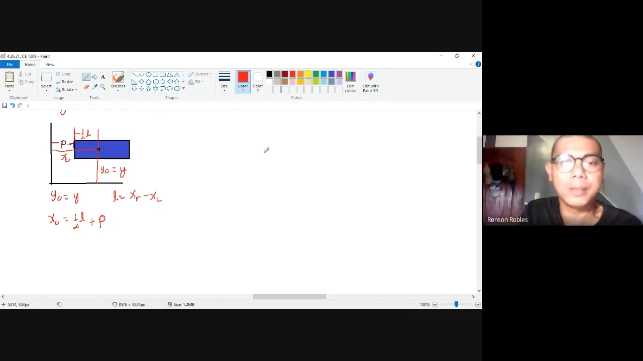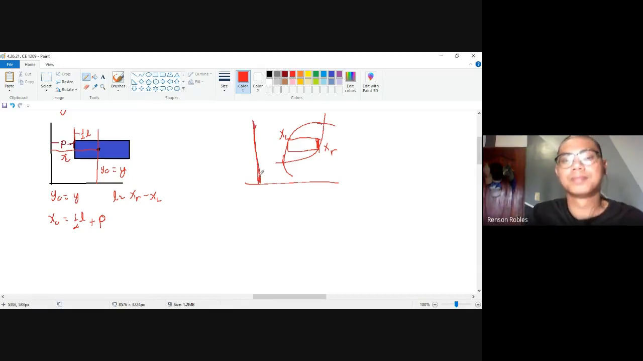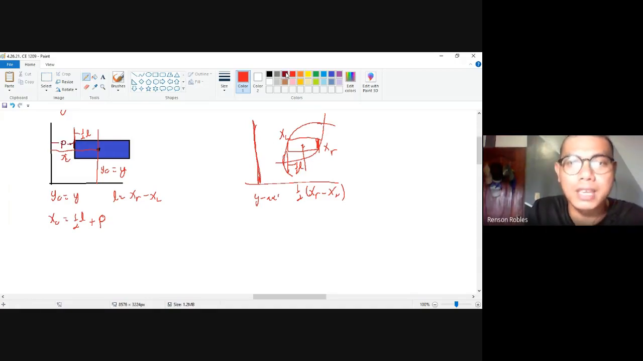Okay? Say for example, ito yung region. Let me just give you an illustration. So, ito yung X right. Ito yung X left. Ito yung Y axis. Okay, ito yung centroid. Mula dito hanggang dito is our 1/2 of L. So that is 1/2 of X right minus X left because our L is X right minus X left. And then this one is the P.